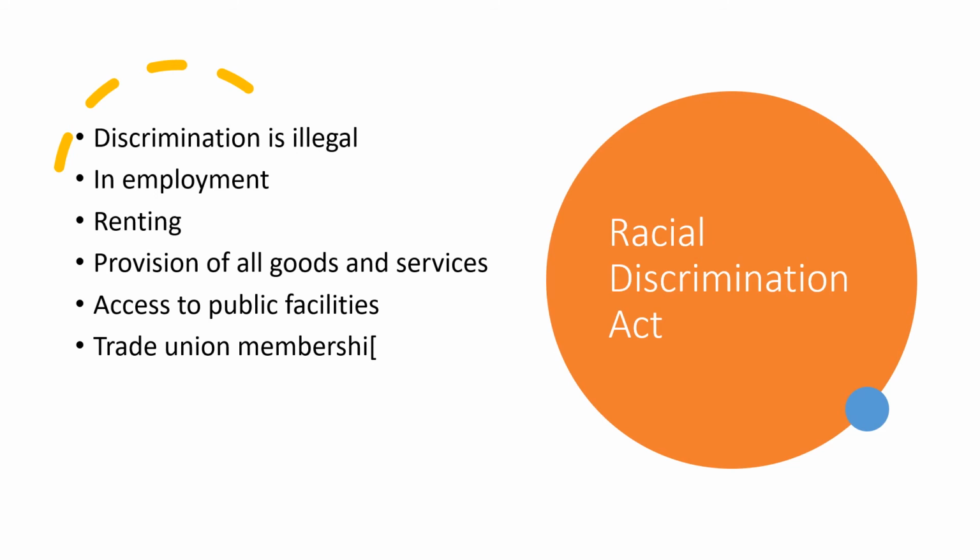So under the Racial Discrimination Act, discrimination is illegal in employment, renting, provision of all goods and services, access to public facilities and trade union membership. These are the specific aspects where discrimination is illegal, but of course discrimination in any other aspect of life on the basis of race is also illegal.